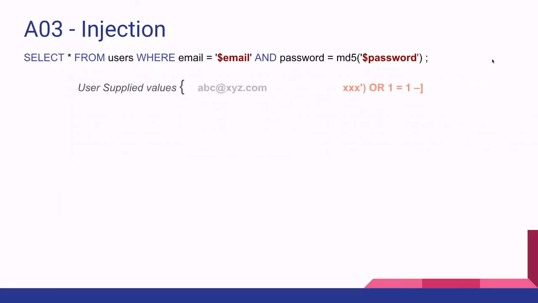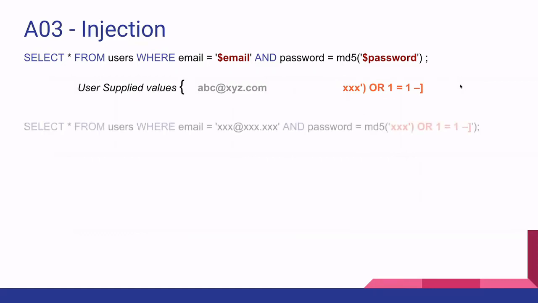Now let's say the supplied email value is abc@xyz.com. This is just a dummy. Instead of a password, where ideally one would enter their password, the bad actor provides a string like this. This is how it will look when the variables are replaced with actual values: select star from users where email is equal to this, and password is equal to the MD5 hash of this.